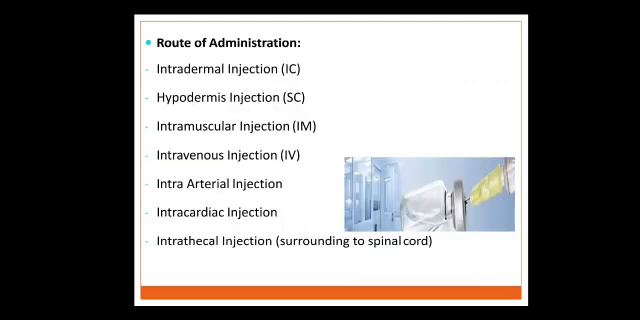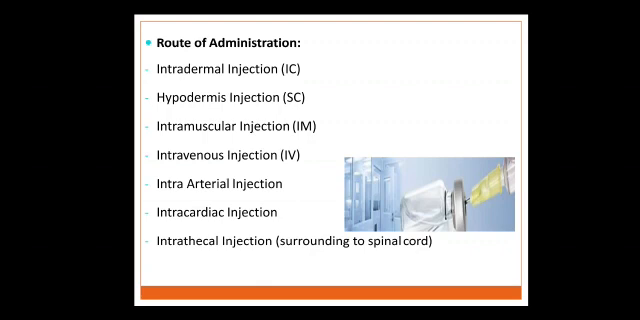Now we will see the routes of administration of parenteral products. The various routes of administration are used for giving injections. Generally, there are 10 routes by which injections or parenteral products may be given. The first one is the intradermal injection. Intradermal injection is also known as intracutaneous injection. These injections are given in between the dermis and epidermis.